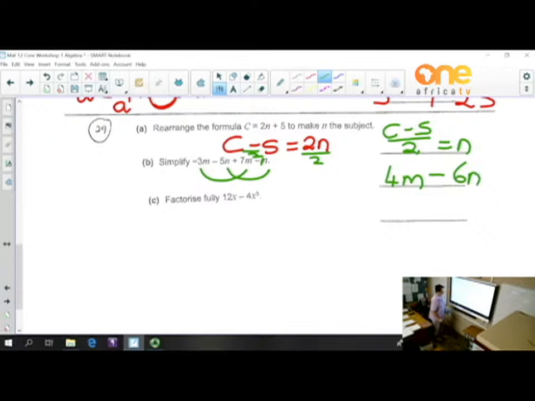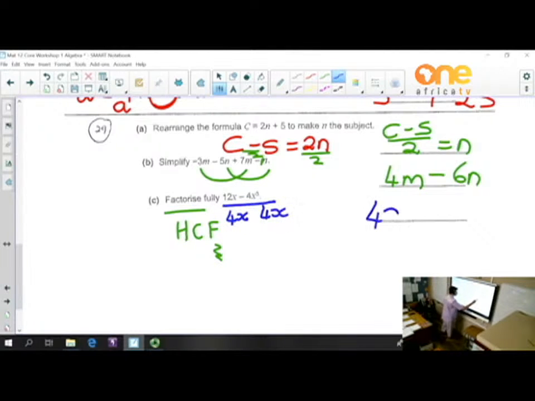And another one: factorize. What does factorize mean? The highest common factor. A factor is something that divides. What can divide into both here? What is common? 4x. So my first factor is 4x. If I divide here, it is 3. If I divide here, it's minus x squared. Remember, I subtract my indices. Right, and that is then the worksheet on algebra.